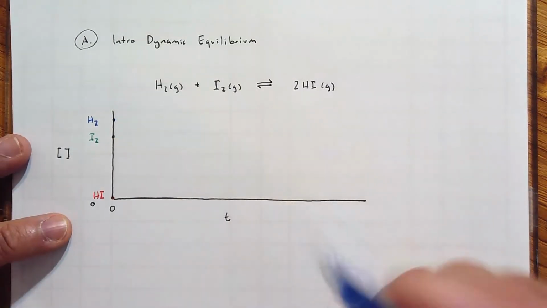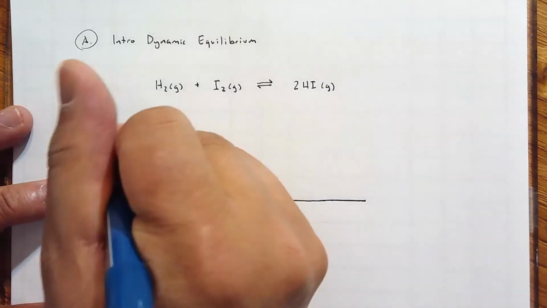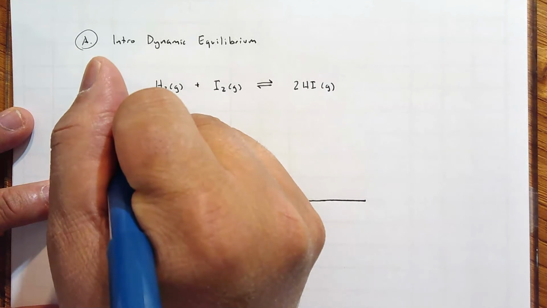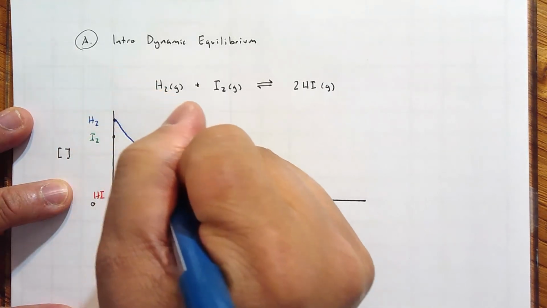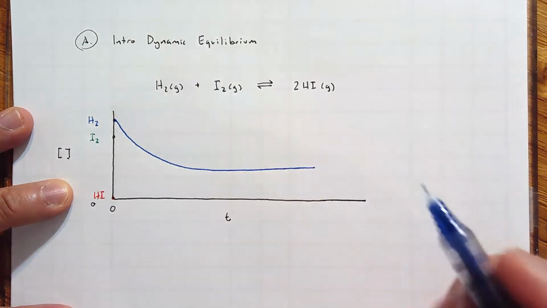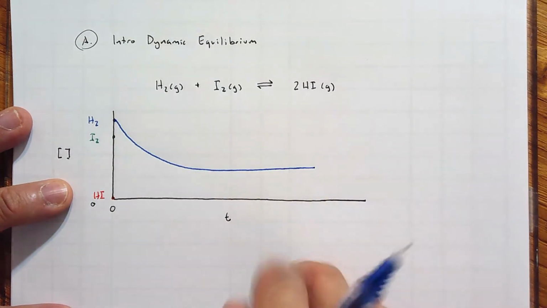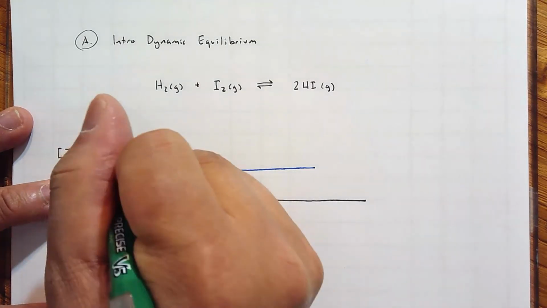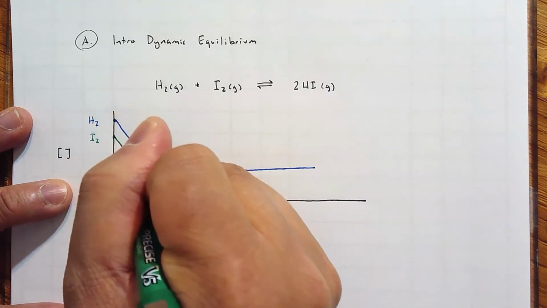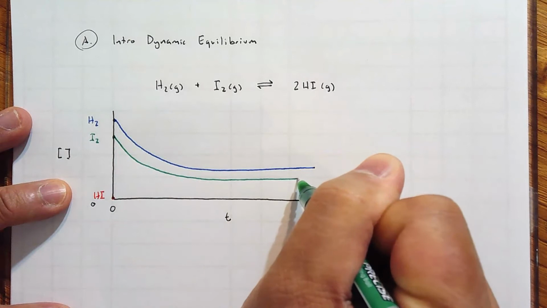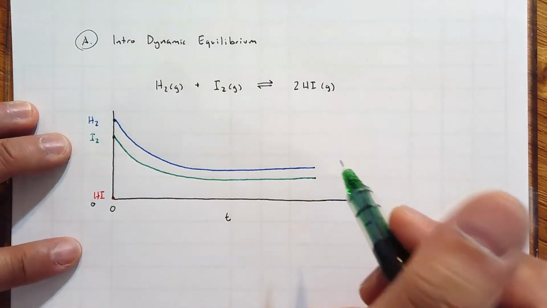So as the reaction progresses, you know that H2 will be depleted. It will be consumed. And let's say it consumes like this rate. At some point, it's going to hold steady. It's not going to go to 0. For most reactions, the reactants actually don't go to 0. For I2, it will also decrease. And it won't get to 0, but it will be less than H2.